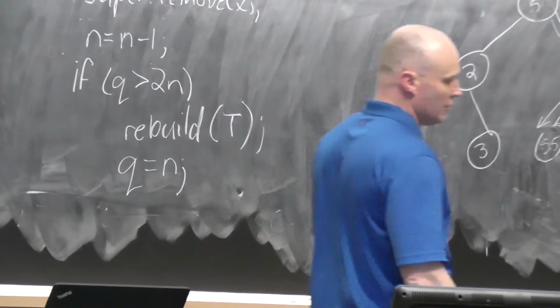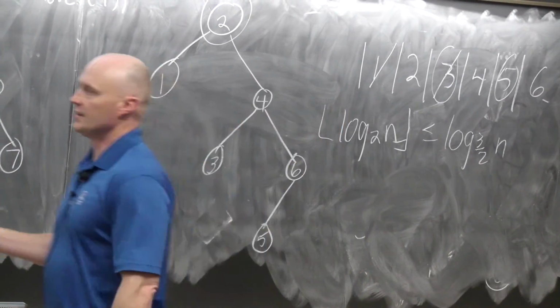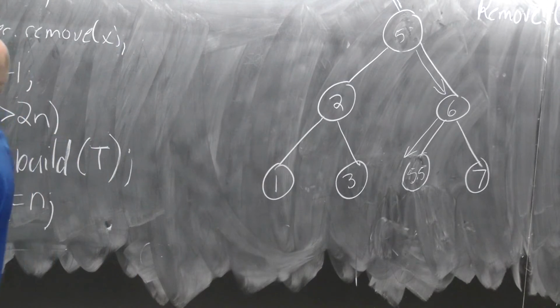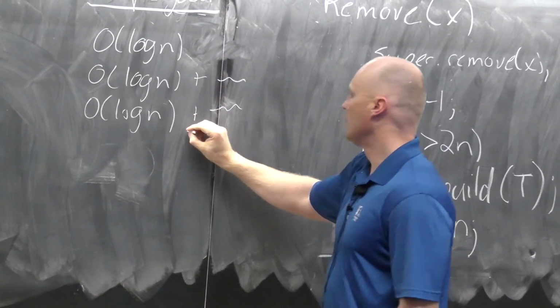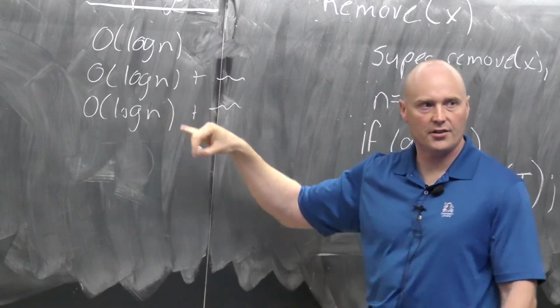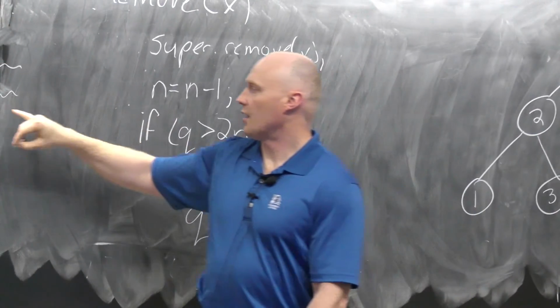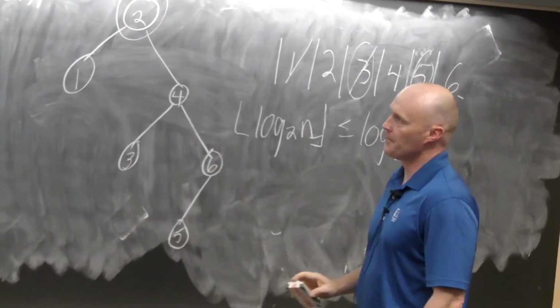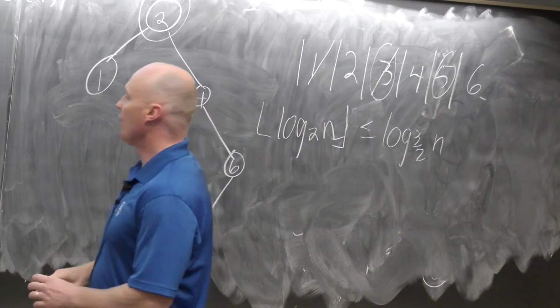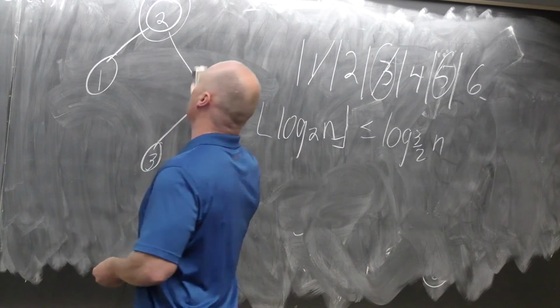Okay, so that's remove. So we can do a remove. Now, like I said, for find, we don't have any extra. But for remove, we have O(log n) usually, but sometimes we have to rebuild the tree. So I'll show you later how to do that. For now, we will move on to add.